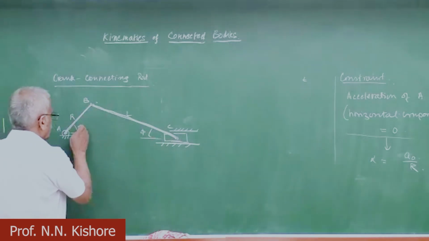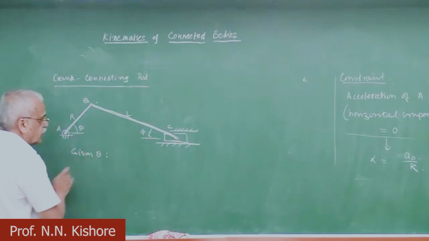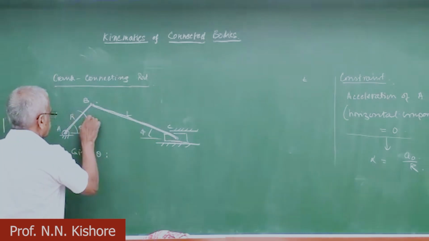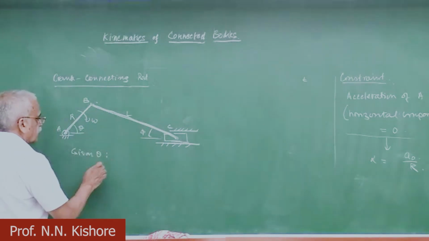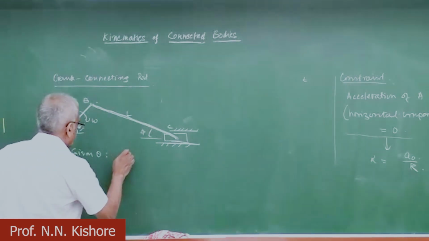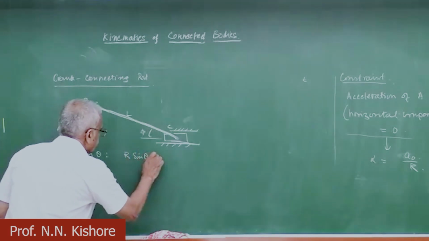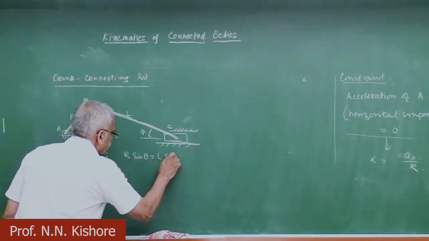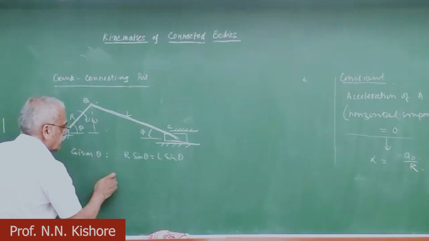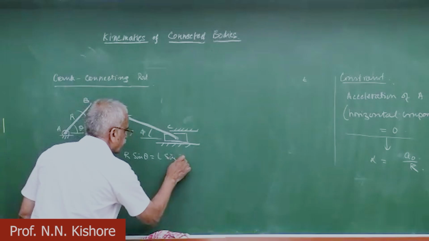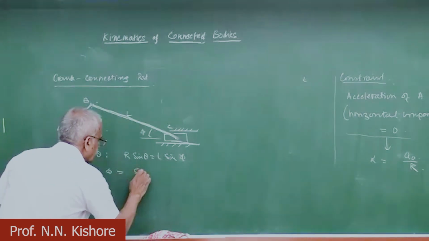So if theta is given, you can find out phi from the trigonometric relationship. So r sine theta is equal to L sine phi, and you can find out phi as sine inverse of that.